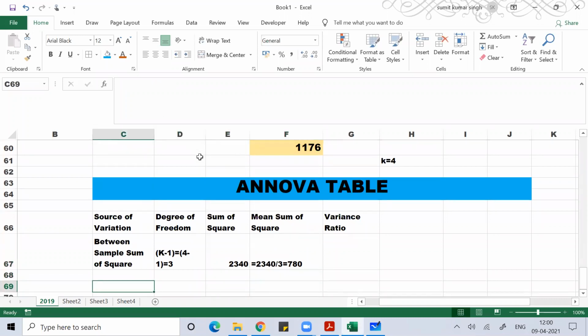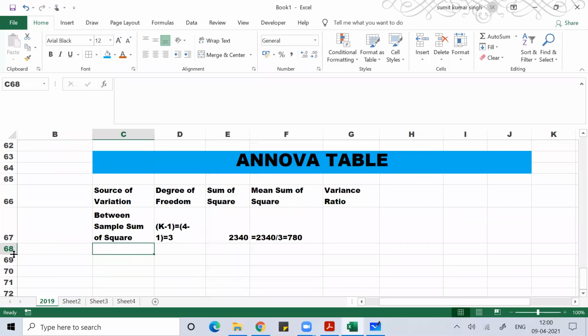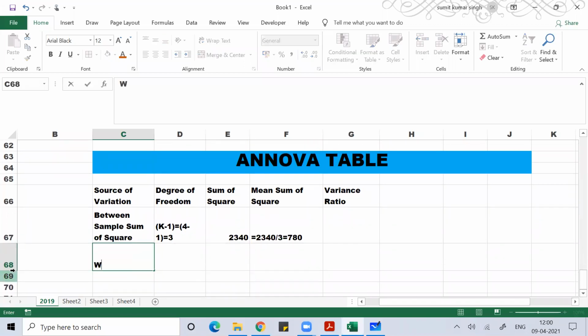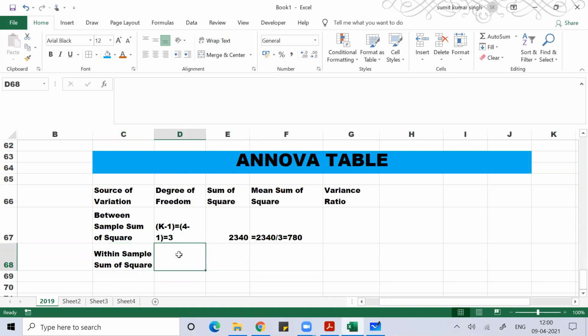Okay. And then after this, I'll write within sample sum of squares. What is the degree of freedom formula for within sample sum of squares? That will be total number of data minus k. You have 20 data and k is 4, so this is equal to 16.